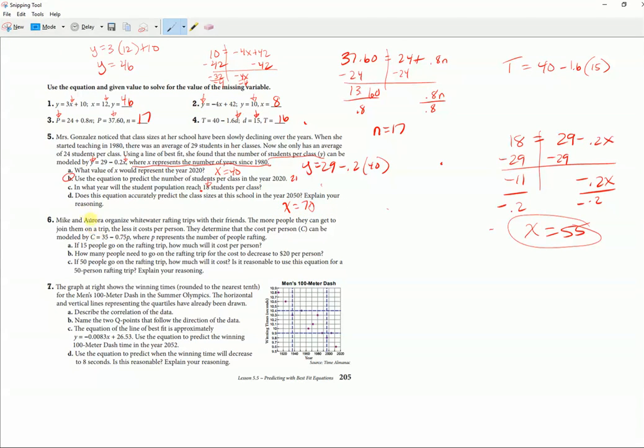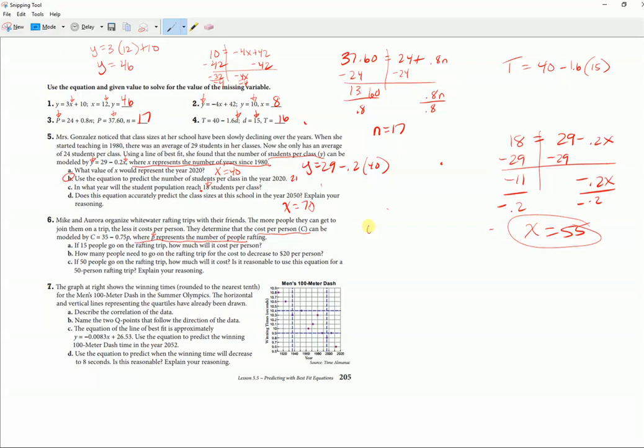So we look at question 6. Mike and Aurora organize a whitewater rafting trip with their friends. The more people they can get to go on the trip, the less it costs per person. C is the cost per person, and P represents the number of people. So we've got the cost and number of people. If 15 people go on the rafting trip, how much will it cost per person? They're telling you to write 15 in for the letter P.